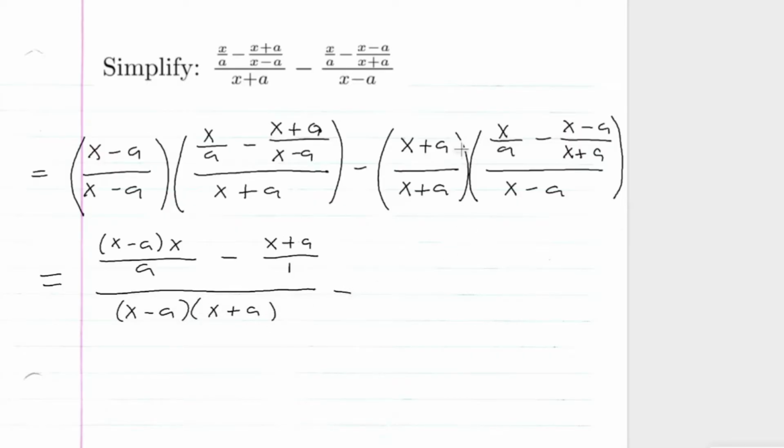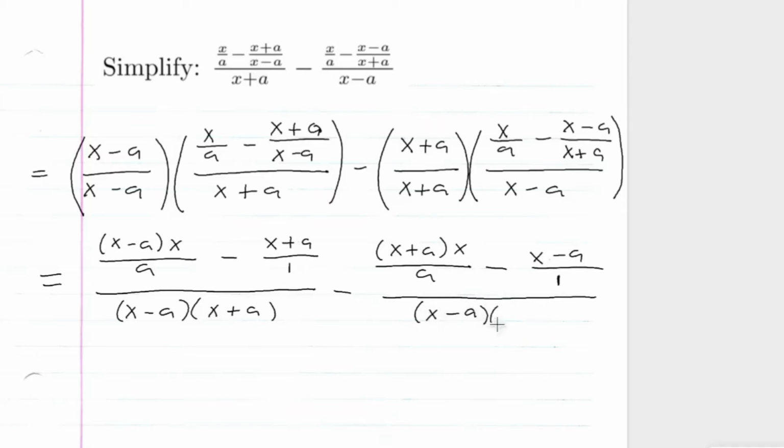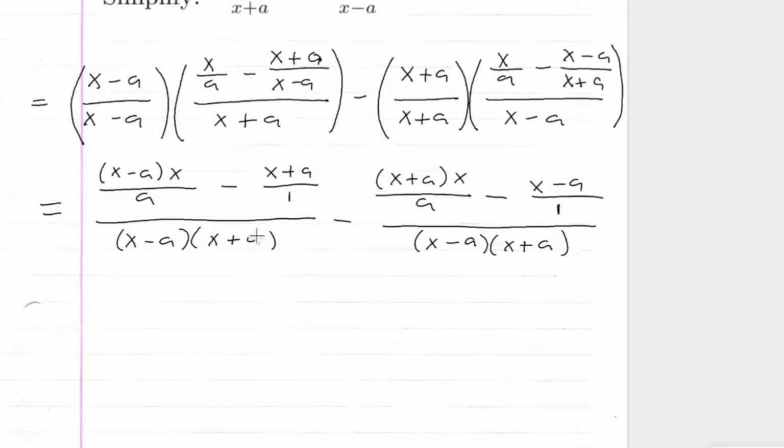And now minus, so I'll distribute this x plus a. So this will be x plus a times x over a minus, and I have a factor of x plus a here on the top and on the bottom, x minus a over 1. And that's all over that x minus a times x plus a. So now I'm going to combine these two fractions because they have a common denominator now. And I'll go ahead and distribute this, right?